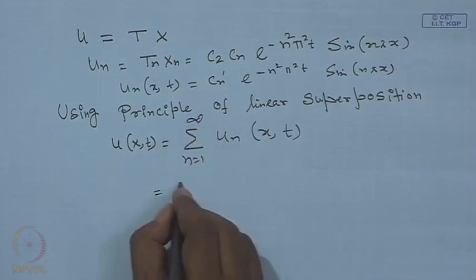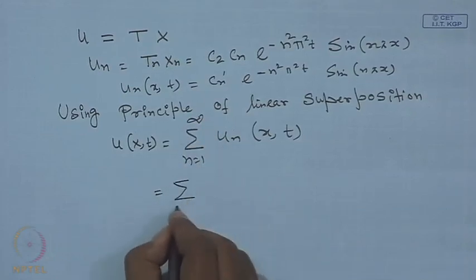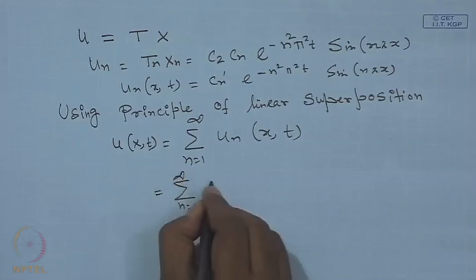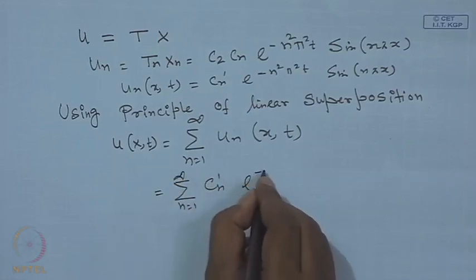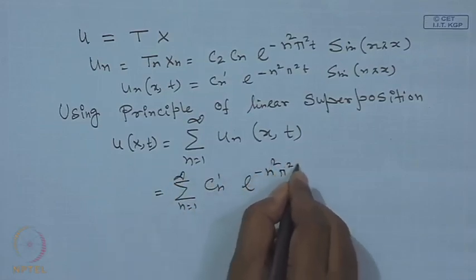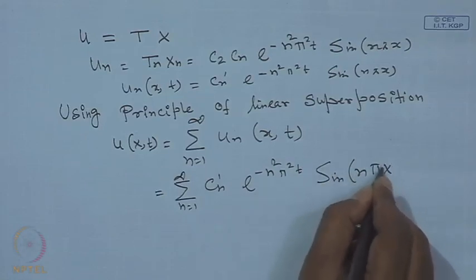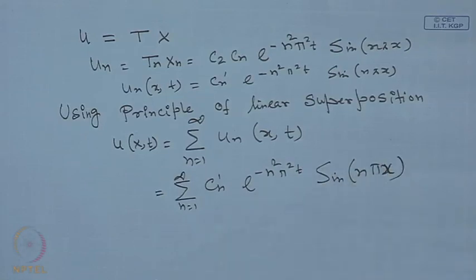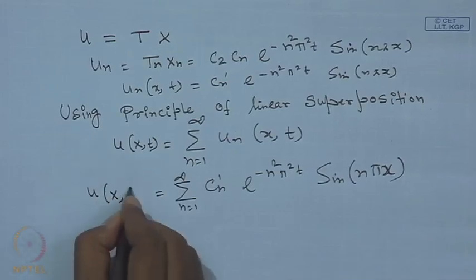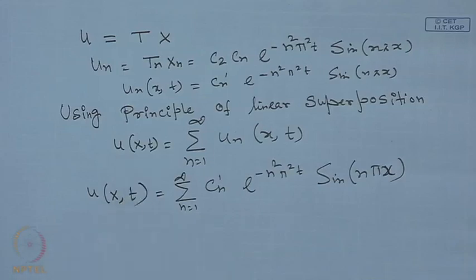So, we construct the solution as summation n is equal to 1 to infinity C n prime e to the power minus n square pi square t sin n pi x. Now, we have got the complete solution almost, but only one constant is not evaluated.